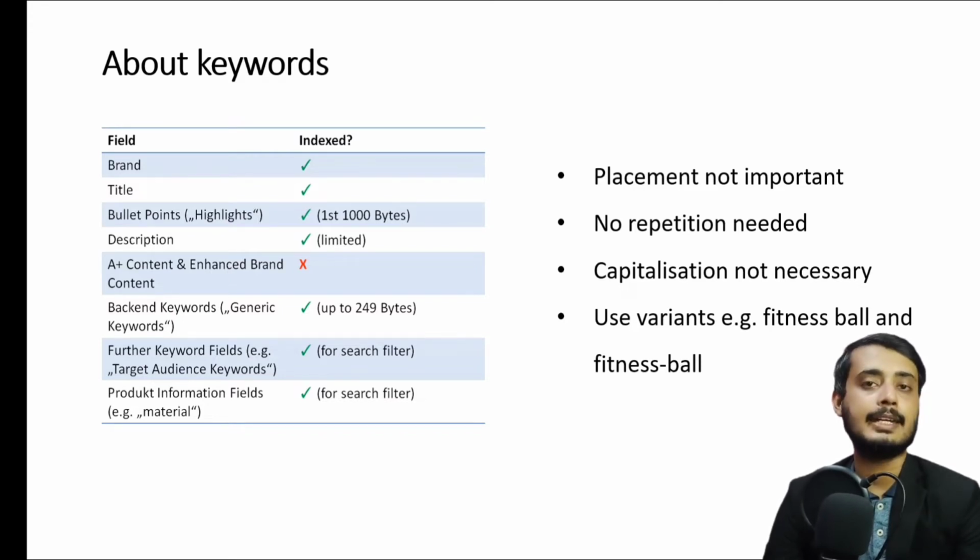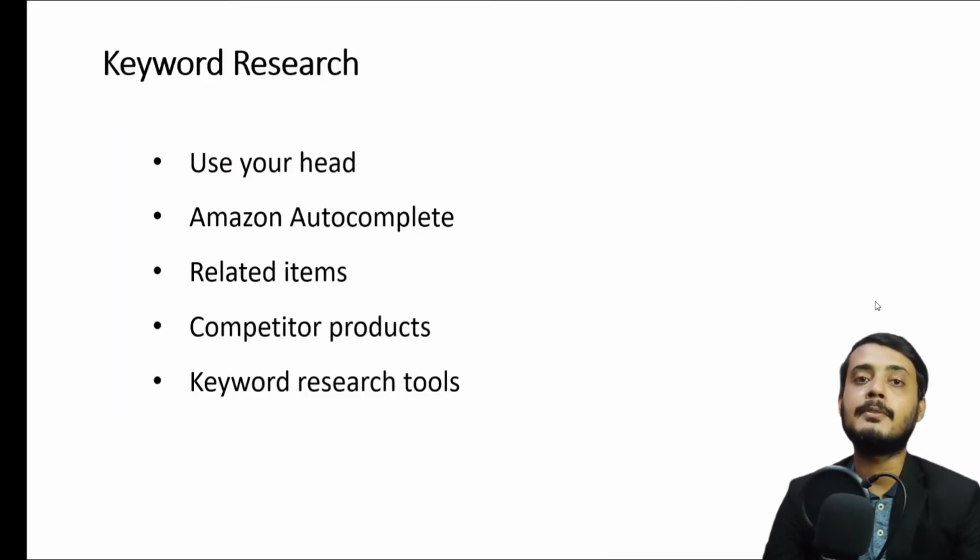And here I have got an example of fitness ball and fitness dashboard. They will be indexed separately. And how do you find the keywords for your listing? Here are some suggestions.